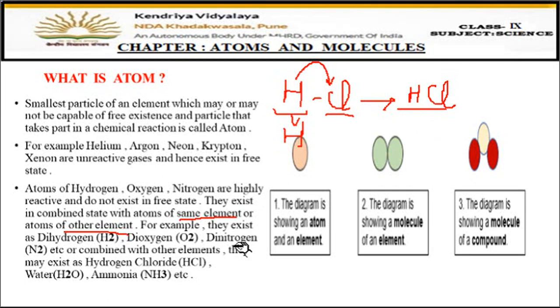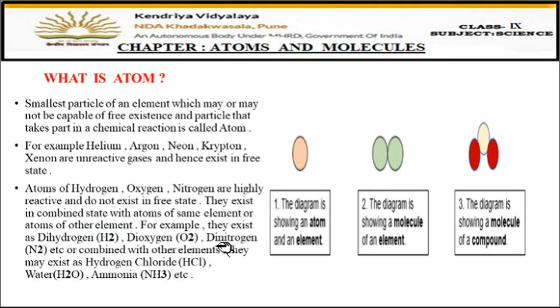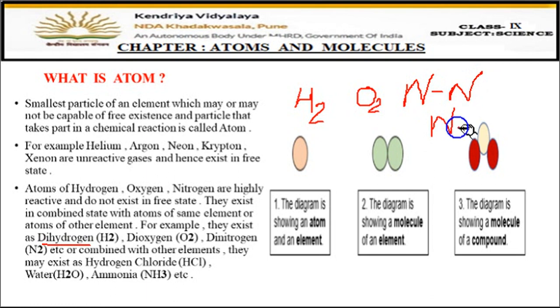Okay, now let us discuss some examples. So you can see here dihydrogen. Dihydrogen means H2. Di means 2. Okay, so hydrogen can exist in this format. Oxygen can also exist as dioxygen. Dioxygen means 2 oxygen, so O2, which becomes oxygen gas. Then nitrogen can also exist, means 2 nitrogen, N and N will combine and they will make N2 gas.